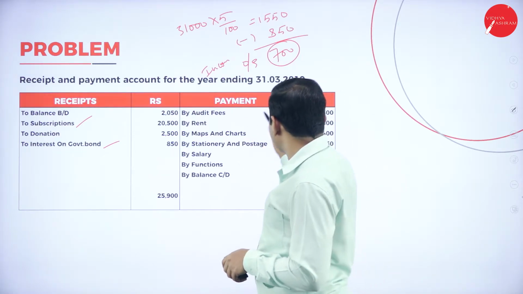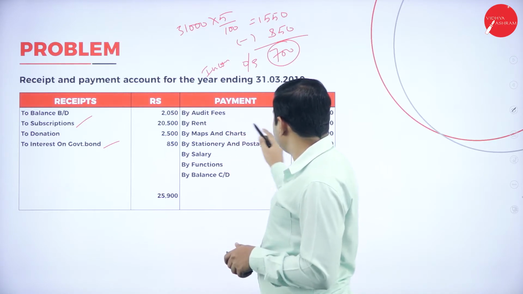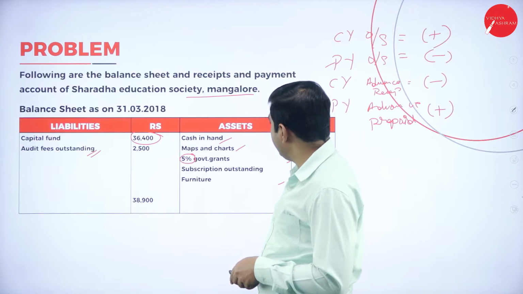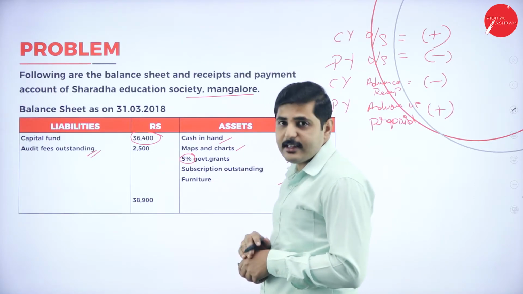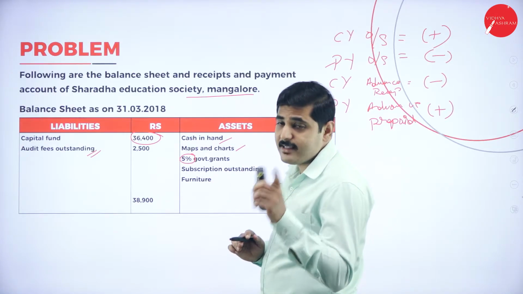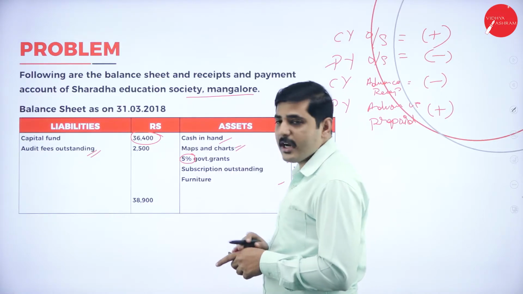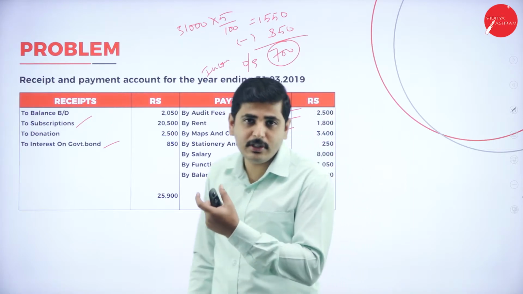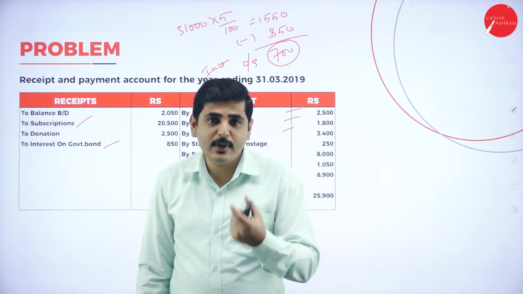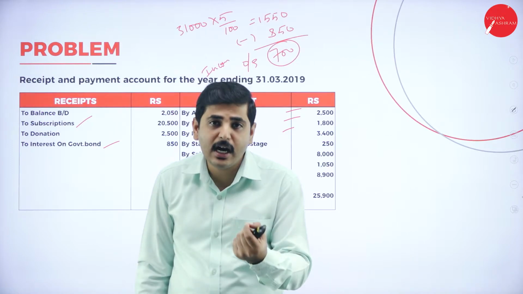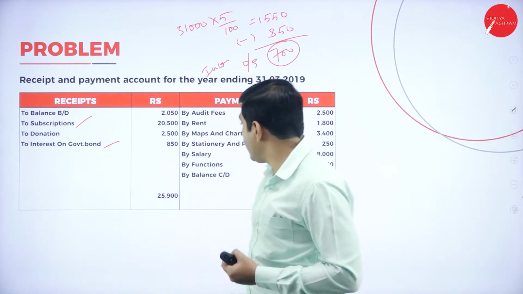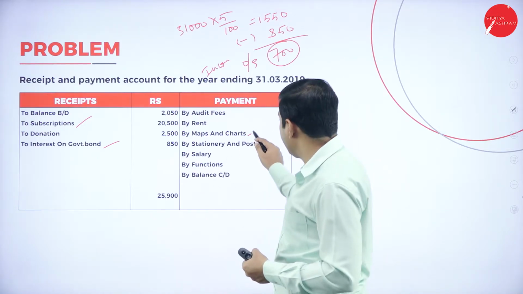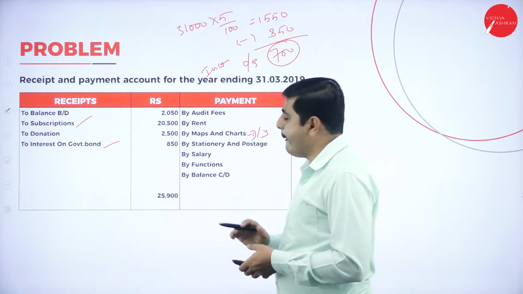Next one. Come to audit fees and expenses. Rent is an expense. Maps and charts: if any item is already present on the asset side of the balance sheet, it should be considered an asset. Already we have maps and charts on the asset side. So this maps and charts purchase, an asset purchase, should not be shown in the income and expenditure account. Income and expenditure account is a nominal account. We should not show any assets and liabilities in it. It should be shown in the balance sheet.